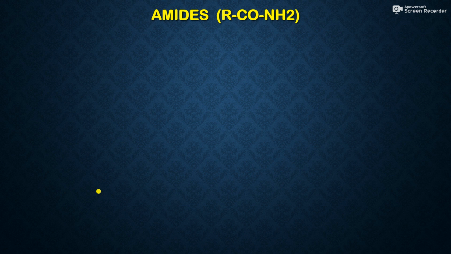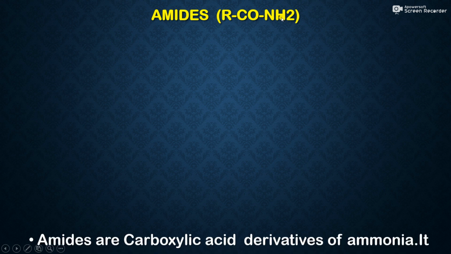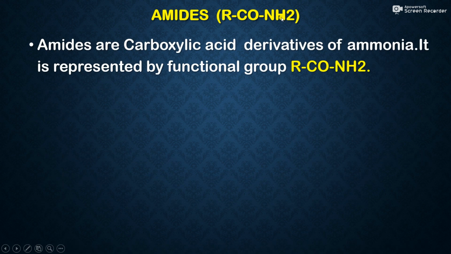So friends, after anhydrides, let us come to the next compound of the neutral family, that is amides. So friends, amides are also derivatives of carboxylic acids. It has a general formula RCONH2. Amides are carboxylic derivatives of ammonia. It is represented by the functional group RCONH2. So this is the functional group.